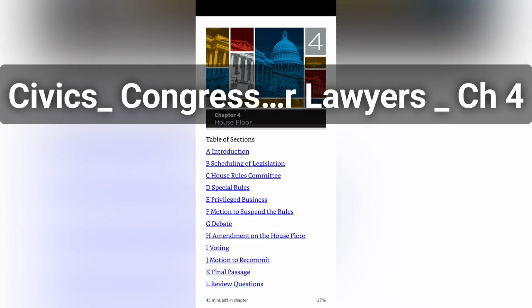Measures reported to the House from a committee are placed on a calendar. There are two main calendars on which bills and resolutions reported from committees are placed in the House: the Union calendar and the House calendar. There are a total of 4 calendars in the House, the other two being the private calendar and the discharge calendar.